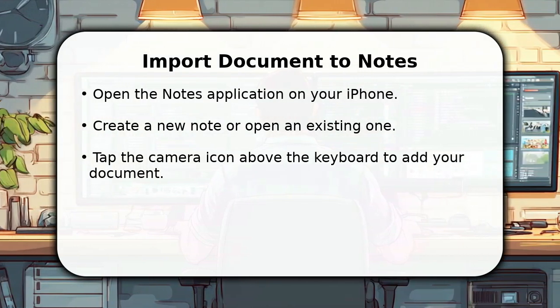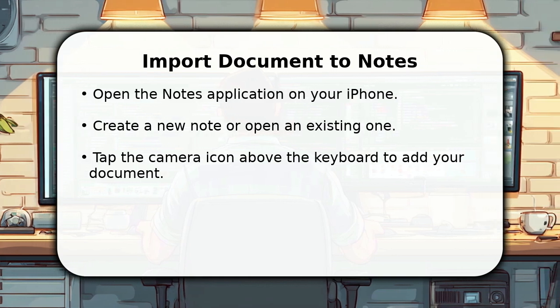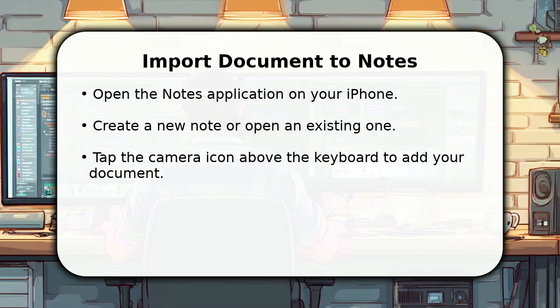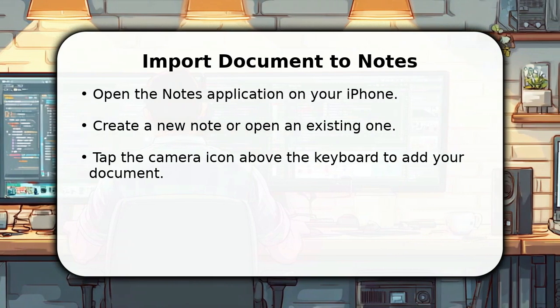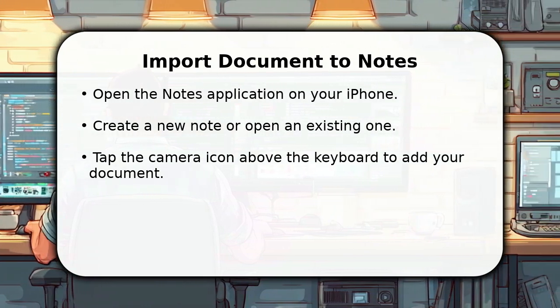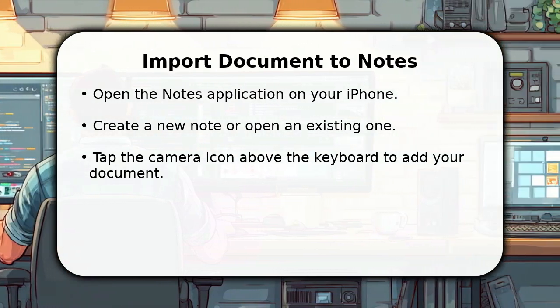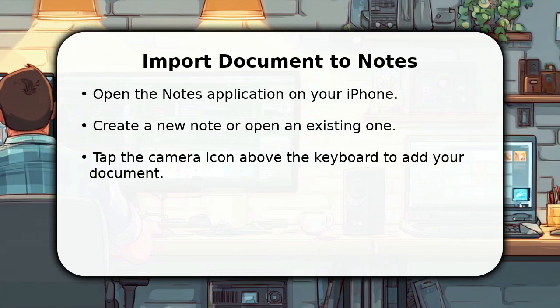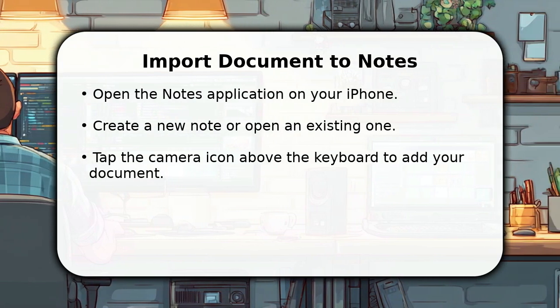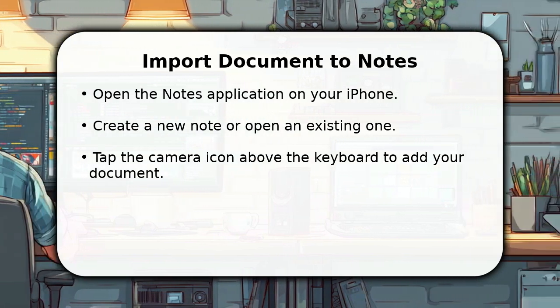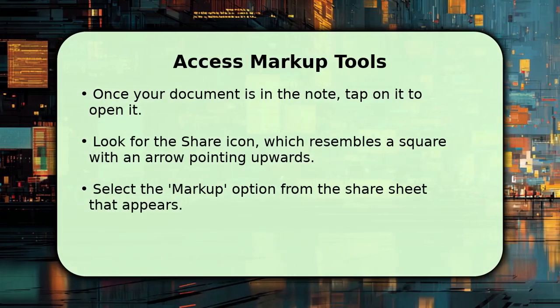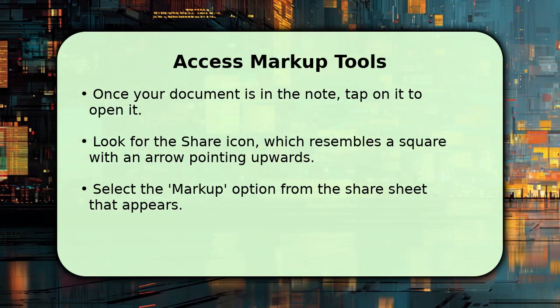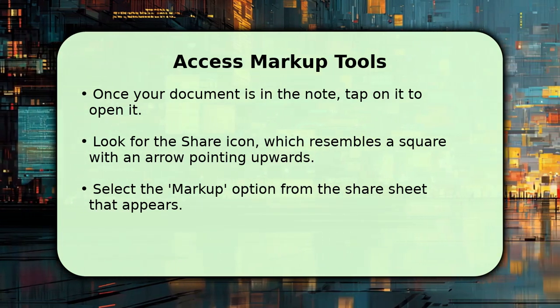Tap the camera icon located just above the keyboard, which will reveal several options for inserting media. You can either choose to scan documents using your phone's camera for a crisp digital copy, or pick photos or video to import a PDF or image file already saved in your gallery, making it ready for signing. With your document now successfully imported into the note, tap directly on it to open it in a larger view.